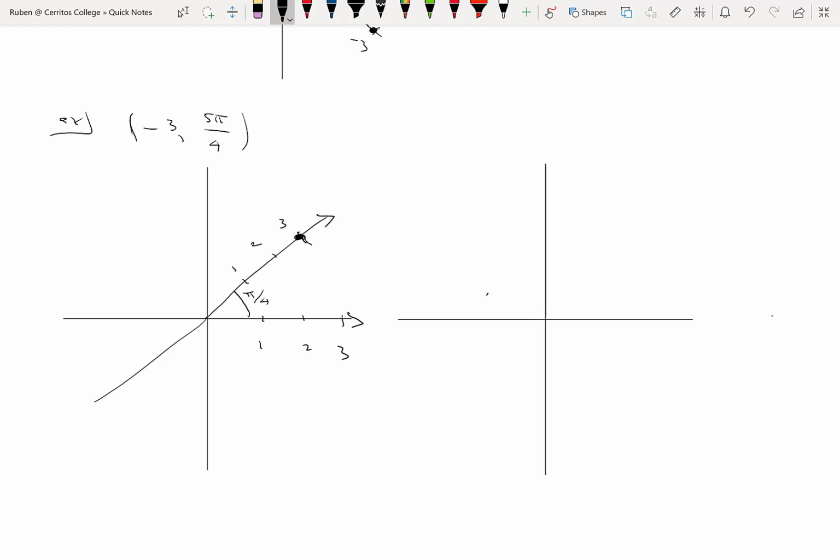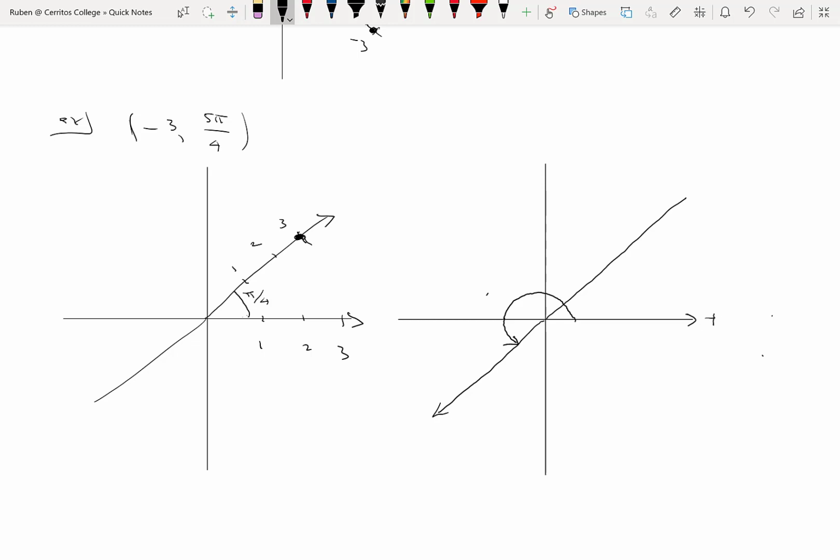So imagine rotating the x-axis through an angle of 5 pi over 4. Well, 5 pi over 4 shoots right through quadrant 3. So the angle 5 pi over 4: 1 pi over 4, 2 pi over 4, 3 pi over 4, 4 pi over 4, 5 pi over 4 rotates our x-axis through quadrant 3.